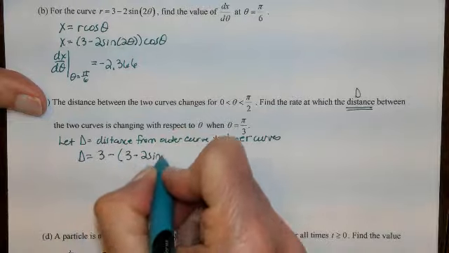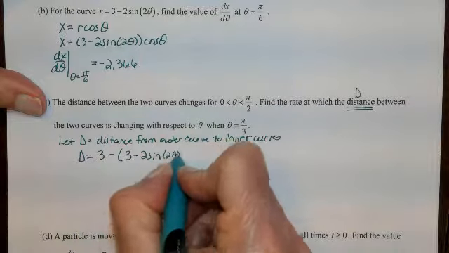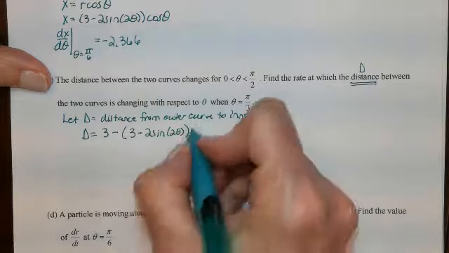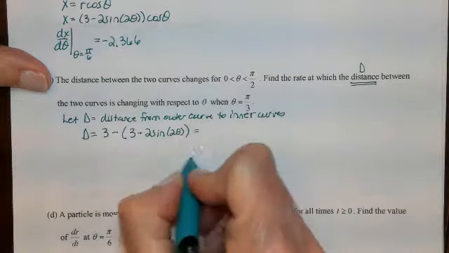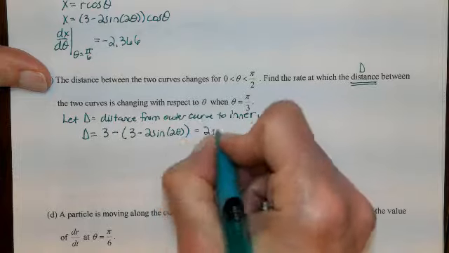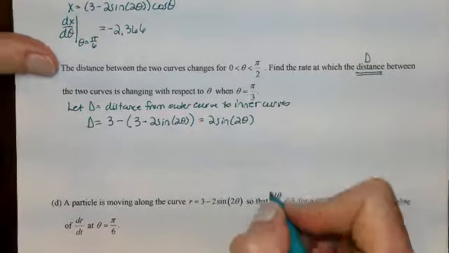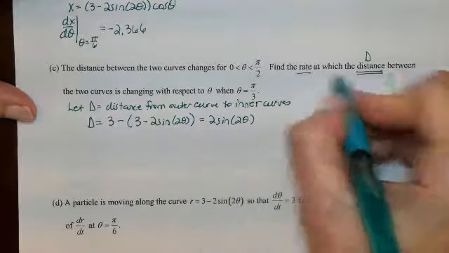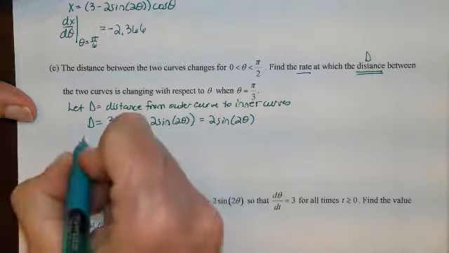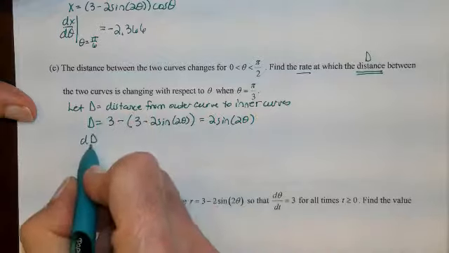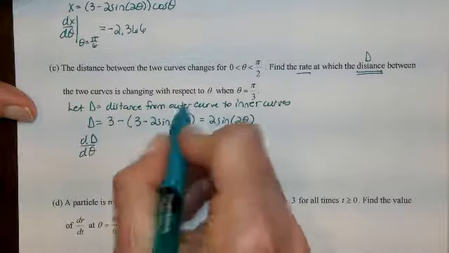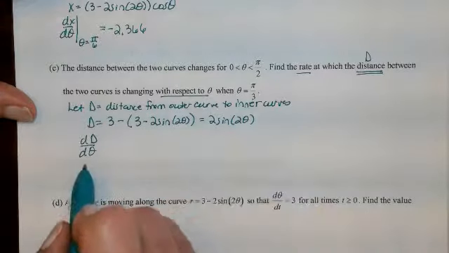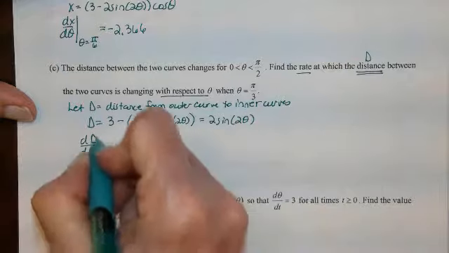Don't forget to use parentheses around that. Okay. I can leave it like that, but I'm going to go ahead and distribute that negative through, and 3 minus 3 is going to be 0, and then I'll just have that be 2 sine of 2 theta. Make it just a little bit easier to put in my calculator. Okay. I want the rate d is changing, so I want d distance with respect to theta. So they'll tell you what it's with respect to. So here's my d. I just need to take the derivative with respect to theta at pi over 3.